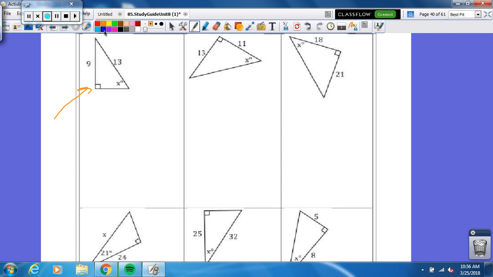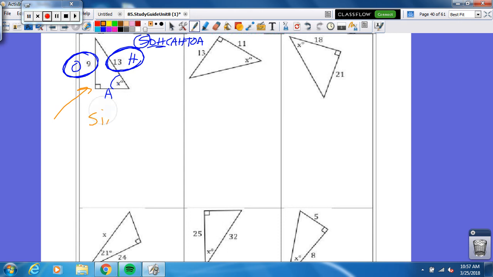All right, let's see if you got it. So that's x, that's the acute angle. This is the opposite, this is the hypotenuse, and this is the adjacent. SOHCAHTOA. Okay, 9 is the opposite, and 13 is the hypotenuse. That means I'm going to use what? Oh yeah, sine. Hopefully you did that when you did it by yourself. If not, you can fix it.